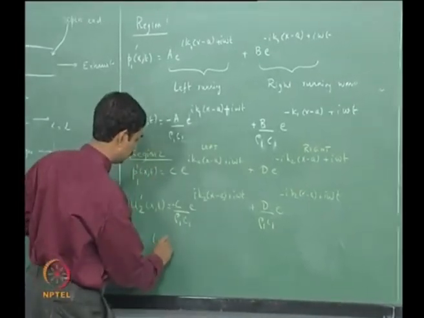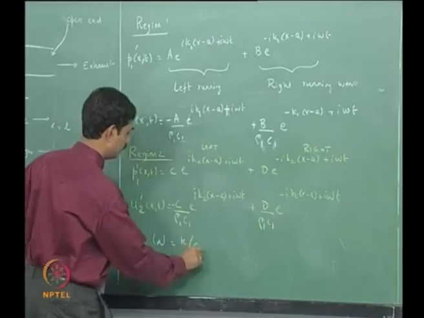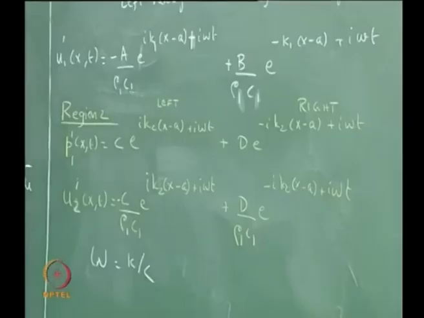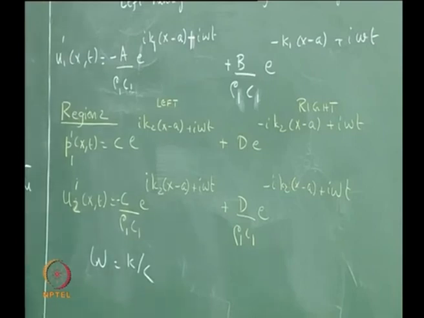We can say that k equal to omega over c. Omega is the angular frequency, which is 2 pi times f, and k is the wave number, which is omega over c.